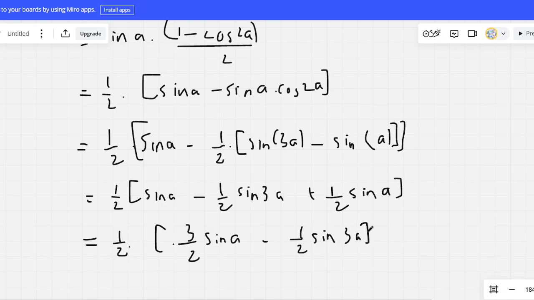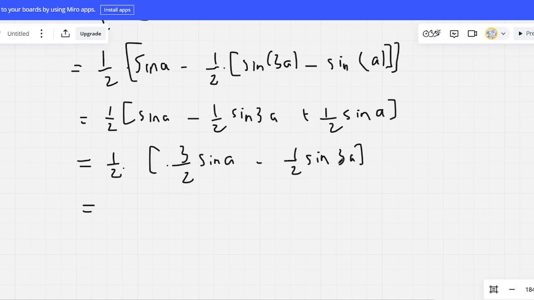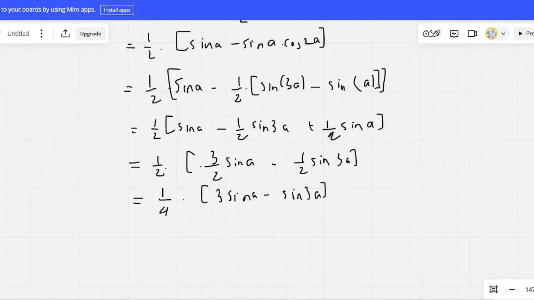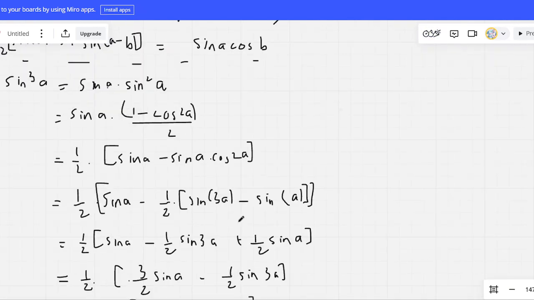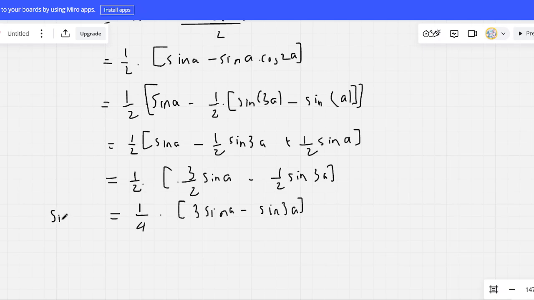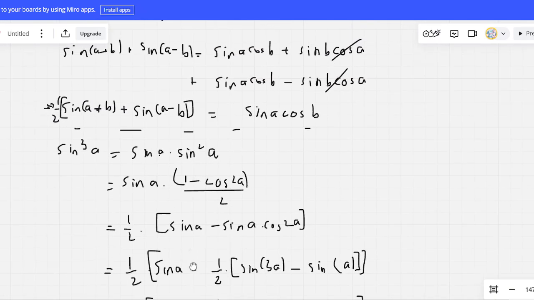And now to get rid of the 1/2 and 3/2 here, let's factor 1/2 outside. That will give us 1/4, because 1/2 times 1/2 is 1/4, and this will be 3 sine A minus sine 3A. And that is a really nice result, because what this allows us to do is turn any cube of sine into just a simple linear combination of this form, and you can simply resolve it later.